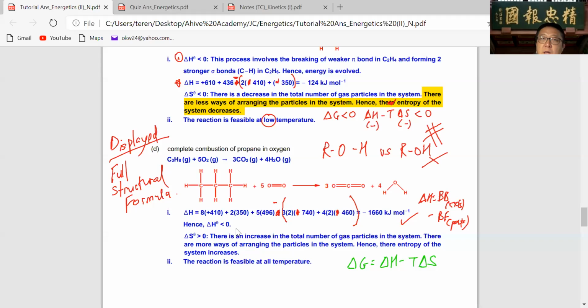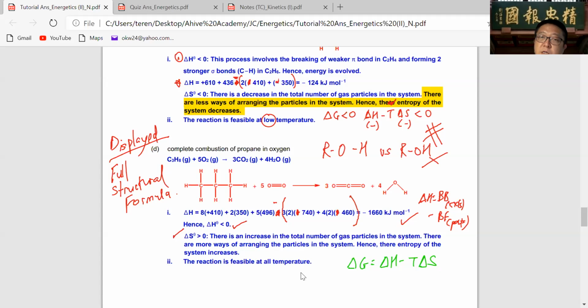You take everything in, and you can see enthalpy is less than 0. For condition 1, remember just now we said that enthalpy usually is negative. Very good. Condition 1 is satisfied. Okay, next we look at entropy. The second condition is also satisfied, right? Because it is 4 plus 3 on the right. On the left, there is only 6. So there's an increase in total number of gas particles in the system. More ways of arranging it, therefore entropy increases. There's an increase in disorderliness.